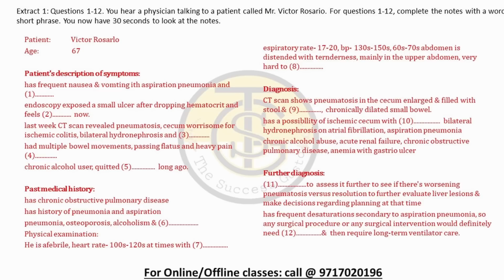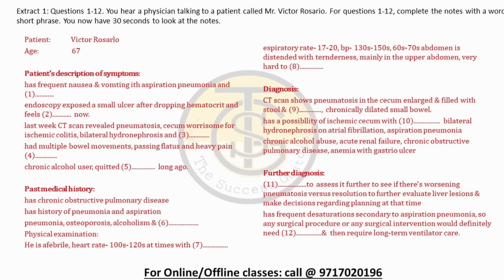Hello, doctor. Good morning. Good morning. May I know your problem? Well, I'm getting frequent nausea and vomiting with an aspiration pneumonia and abdominal discomfort. I had an endoscopy which revealed a small ulcer after dropping my hematocrit. Now I feel anemic. I had a CT scan last week that showed pneumatosis and my cecum worrisome for ischemic colitis, bilateral hydronephrosis and multiple liver lesions. Yesterday, I had multiple bowel movements and passing flatus, and had epigastric pain.